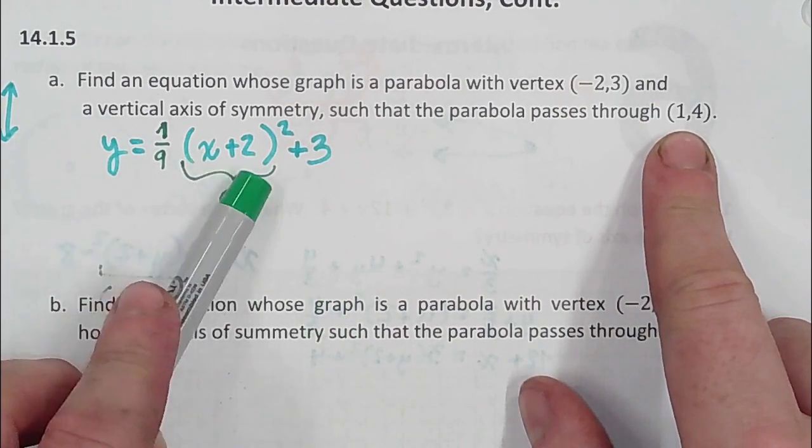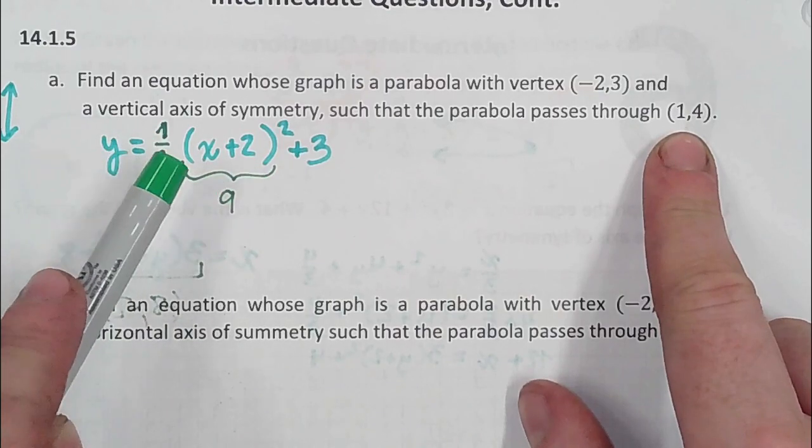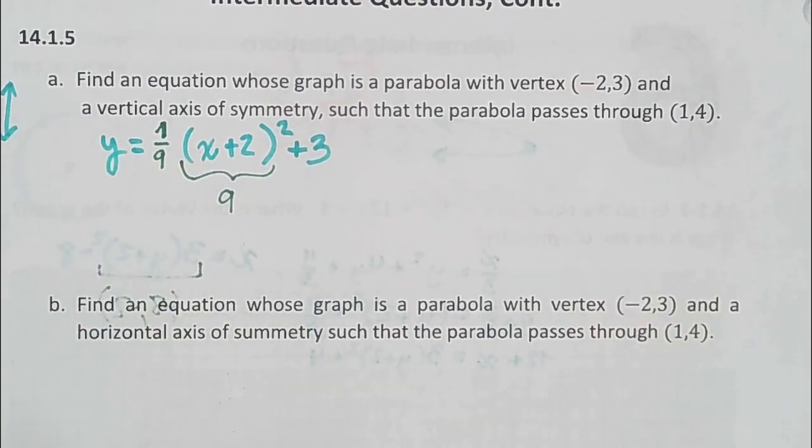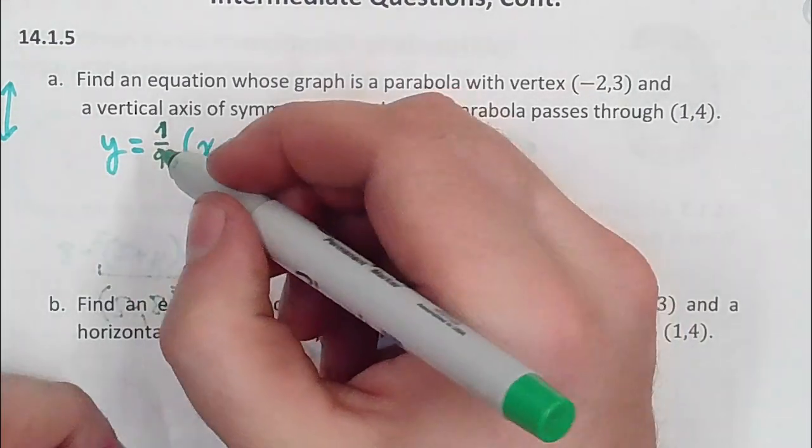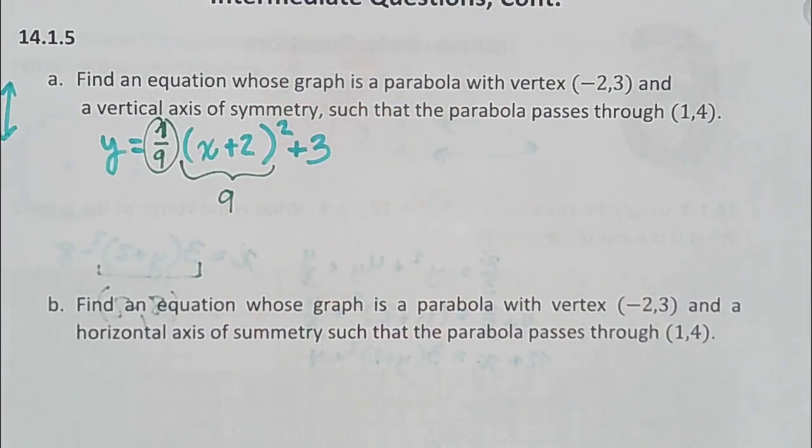If I plug in 1, I get 3. 3 squared is 9. 9 times a ninth is 1. 1 plus 3 is 4. So it's a bit of a puzzle to figure out what goes here based on this point.